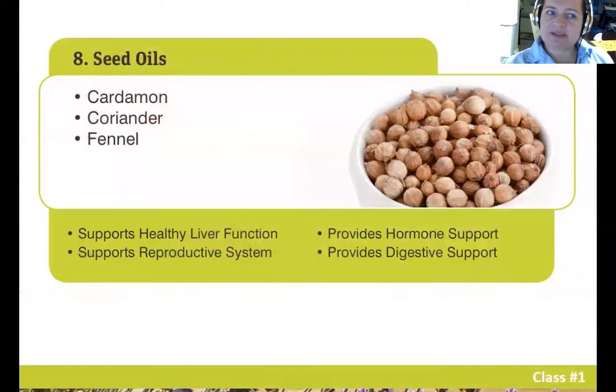All right, let's talk about seed oil. We have cardamom, coriander, and fennel. They support healthy liver function, provide hormone support, support the reproductive system, and provide digestive support. So let's talk about fennel.